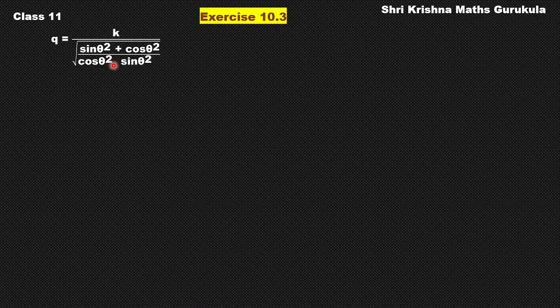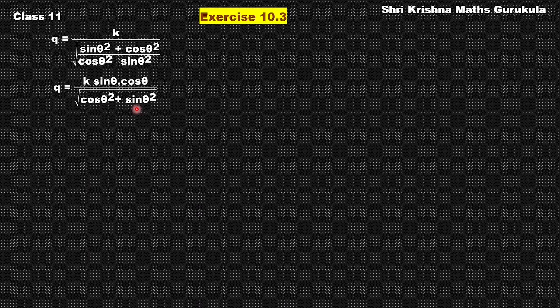Cos square theta will become cos theta, sin square theta will become sin theta, and this goes to the numerator. So q is equal to k into sin theta into cos theta in the numerator. The denominator will be square root of sin square theta plus cos square theta, which is nothing but 1. So q is k sin theta into cos theta. Okay, till this step it is fine.